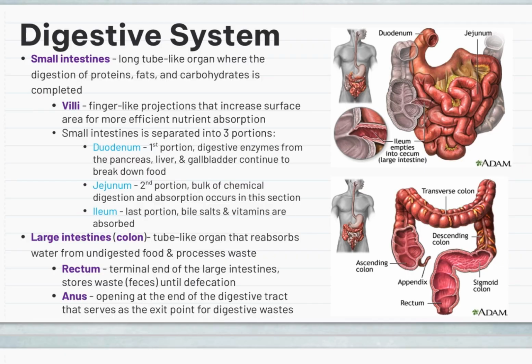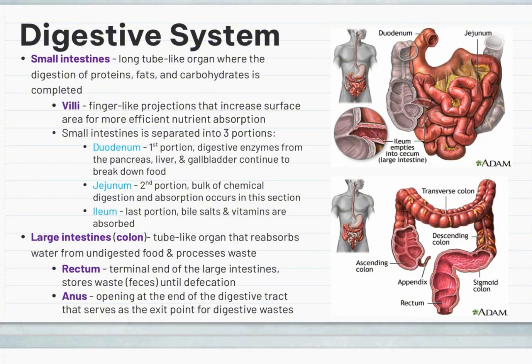The duodenum is the first portion, and it has digestive enzymes from the pancreas, liver, and gallbladder, and it continues to break down food. The jejunum is the second portion, and the bulk of chemical digestion and absorption occurs in this section. And then the ileum is the last portion, and it has bile salts and vitamins that are absorbed.